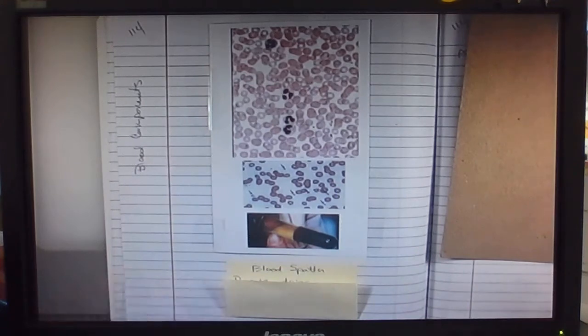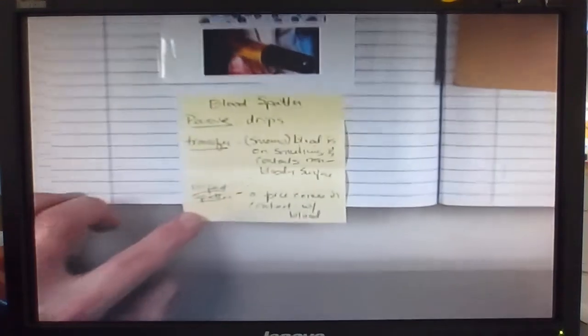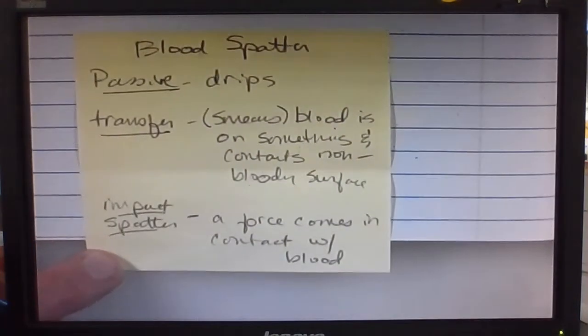On the inside, make sure you have both names, the common name, the scientific name for that. Make sure you understand what each of those components are and what their functions are. Then have some information about blood spatter, since that's what we're looking at now.